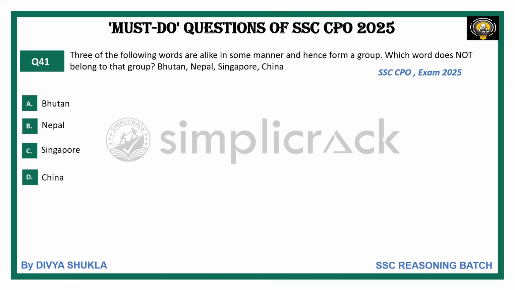Three of the following words are alike in some manner and hence form a group. Which word does not belong to that group? Bhutan, Nepal, Singapore and China. Now which would be the odd one out? The correct answer for this is Singapore.